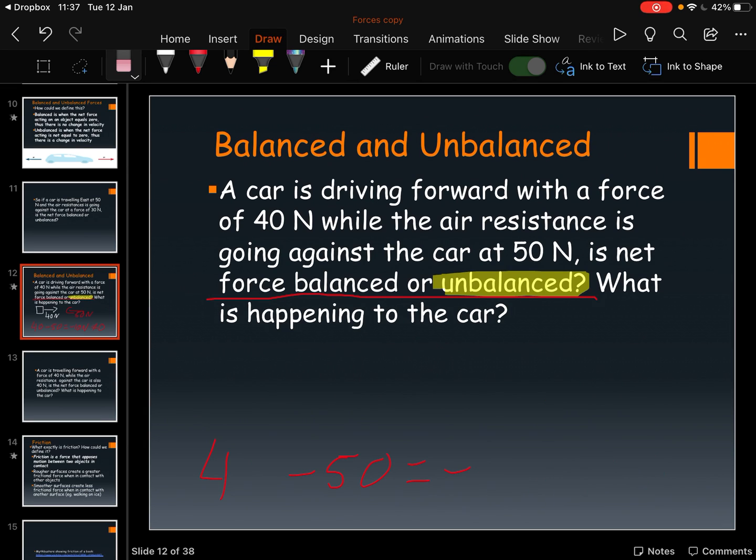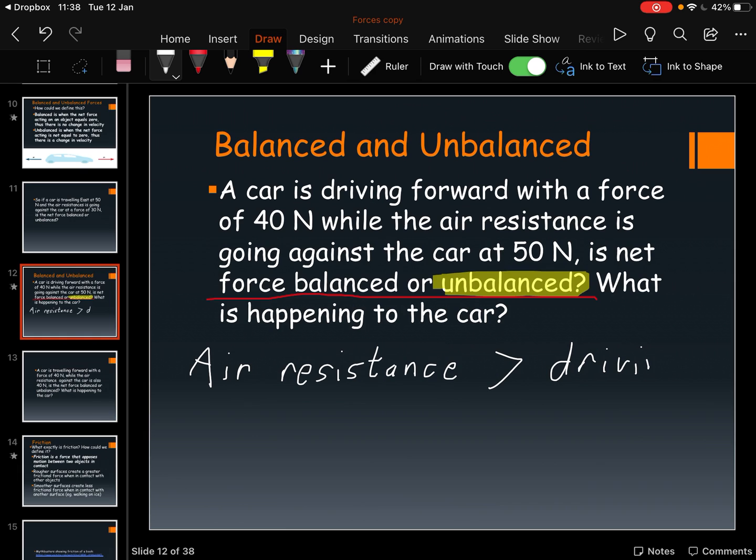Now the second question. What is happening to the car? Right, so what we say here is, it's the air resistance. This pen is very, very bad. I'm using the back of the pen because it's doing a little work, but it's not as accurate then. Air resistance greater than driving force.